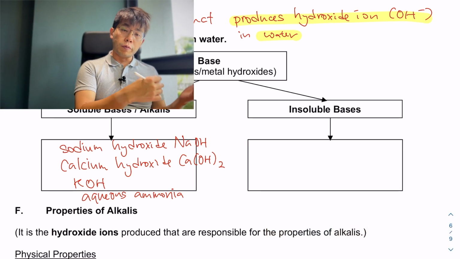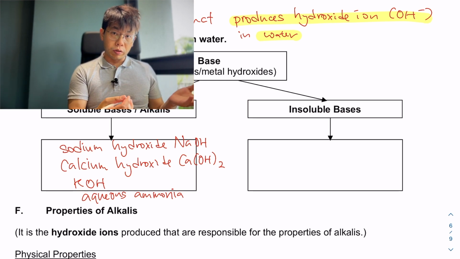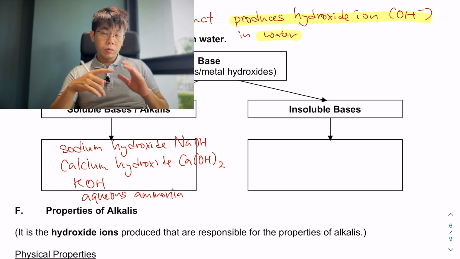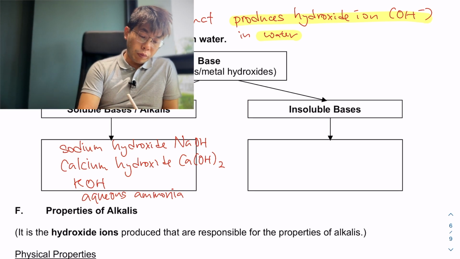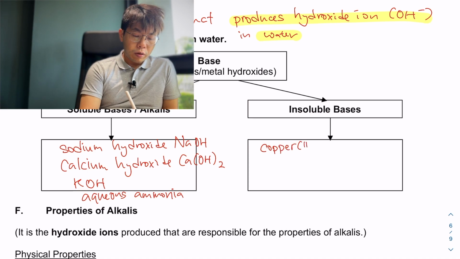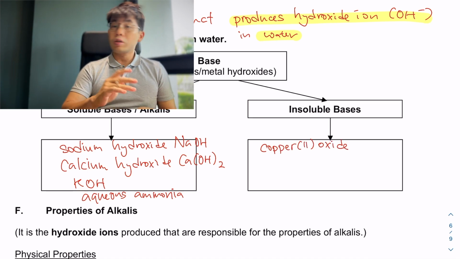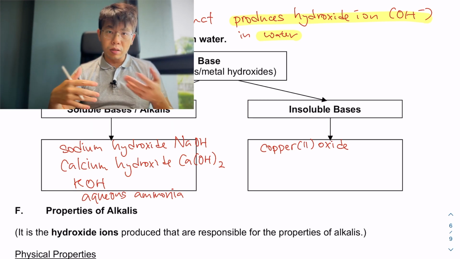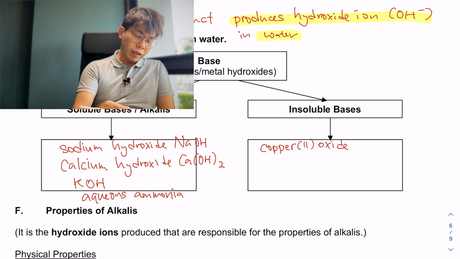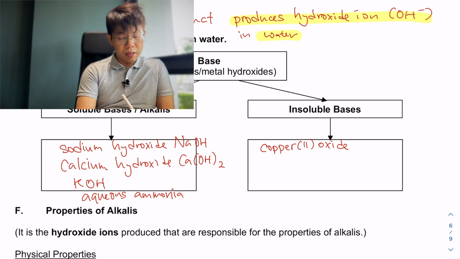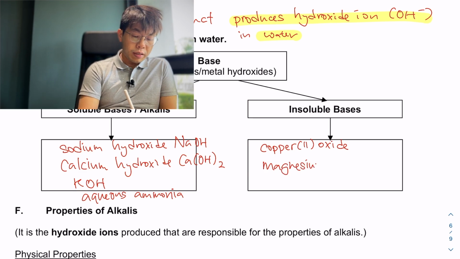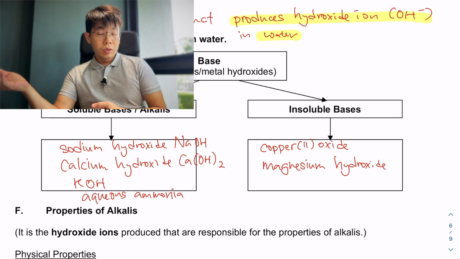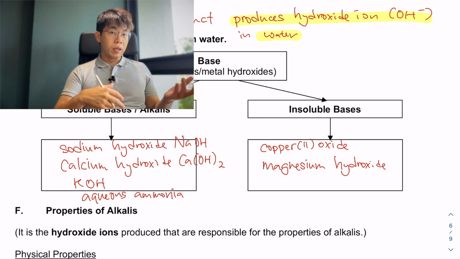Now, there is another group of bases, metal oxides and metal hydroxides, that are not soluble in water. These are just called bases. They don't have a special name called alkali. For example, copper(II) oxide is a metal oxide that is not soluble in water, so it's just a base. It's not an alkali. Another example would be magnesium hydroxide. Magnesium hydroxide is a metal hydroxide, but it is not soluble in water, so it is actually just a base and not an alkali.